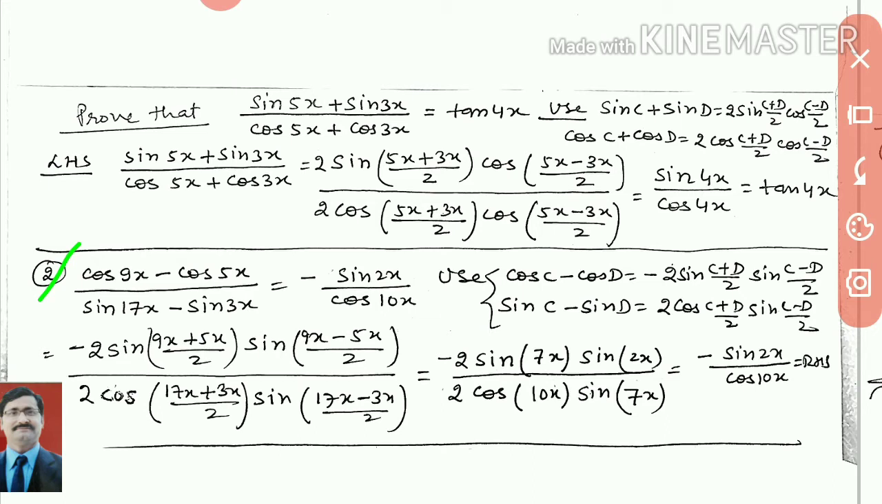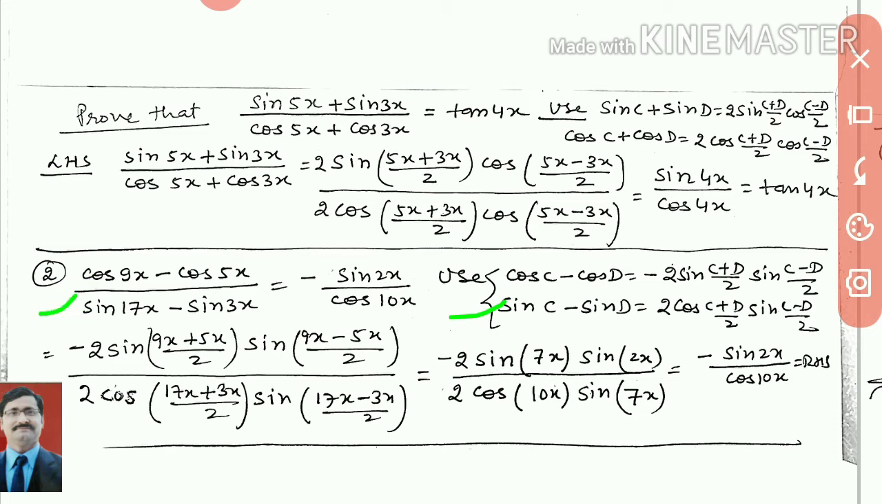Question number 2 is (cos 9x minus cos 5x) upon (sin 17x minus sin 3x) equal to minus sin 2x upon cos 10x. Look here, in the numerator we will use cos c minus cos d equal to minus 2 sin (c plus d)/2 sin (c minus d)/2, and in the denominator we will use sin c minus sin d equal to 2 cos (c plus d)/2 sin (c minus d)/2.